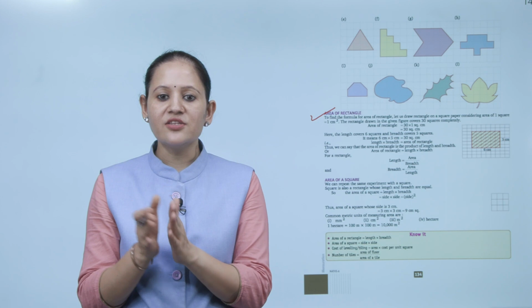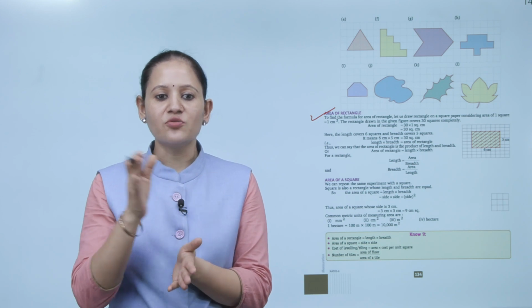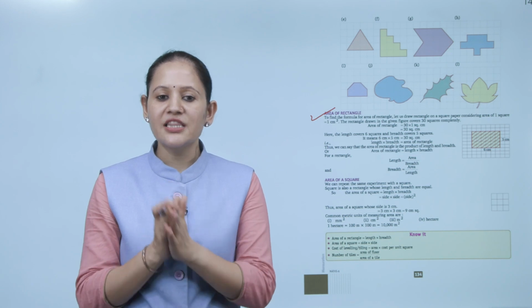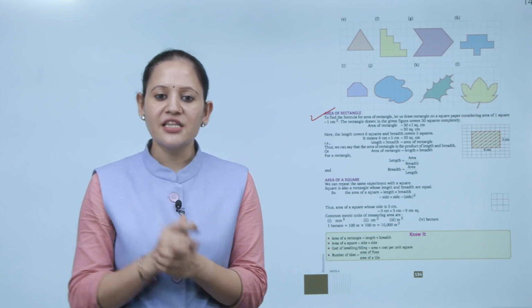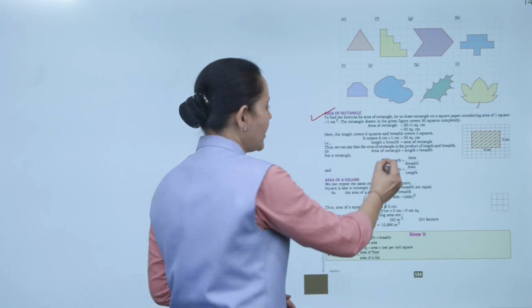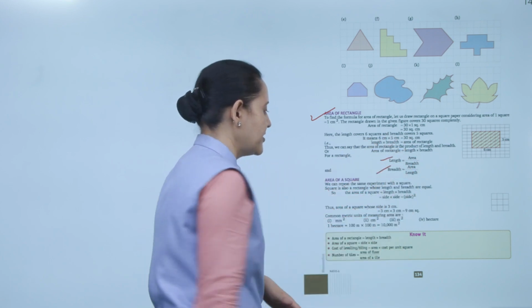So length into breadth, so area of rectangle क्या हो जाएगा, length into breadth. Thus we can say the area of rectangle is the product of the length and breadth. So area of rectangle is length into breadth. Length equals to हो जाएगा area upon breadth and breadth equals to area upon length.